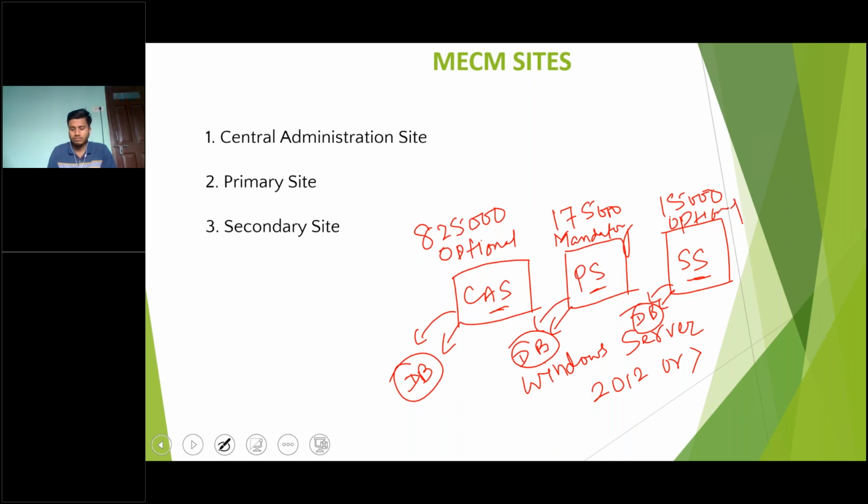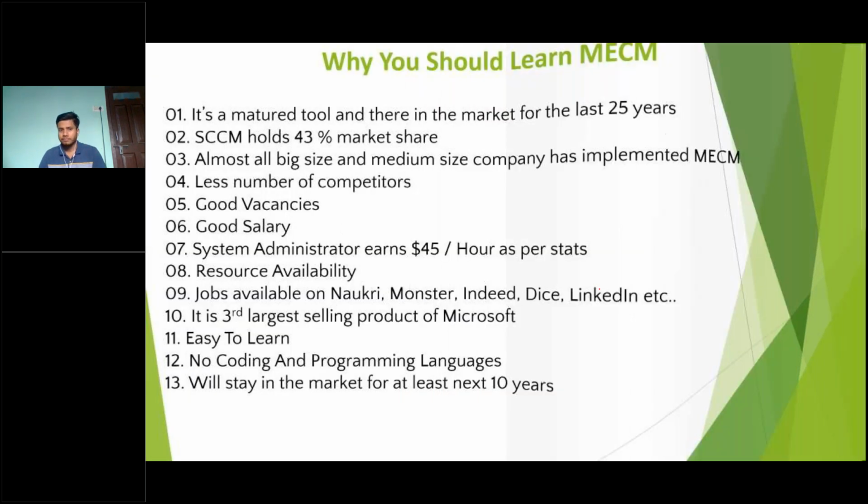Optional means they can be installed only on certain conditions. If the condition is there, then you install central, otherwise you don't install central administration site. Similarly, secondary site can be installed only on certain conditions. If the condition is there, then we install, otherwise we don't install secondary. But primary is the main site server.